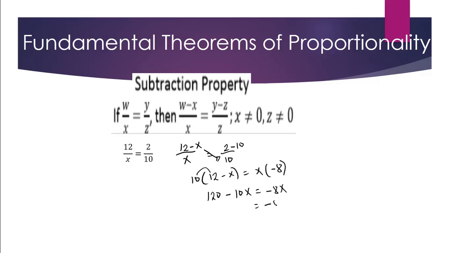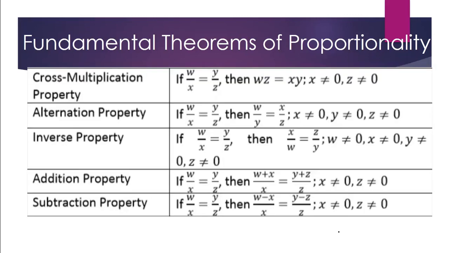So we have here negative 8x, magiging plus 10x, and then we have 120. Negative 8x plus 10x, that is positive 2x, and then we have 120 here. Again, dividing both sides by 2. So x again is equal to 60. So there you have it. These are the 5 theorems of proportionality.